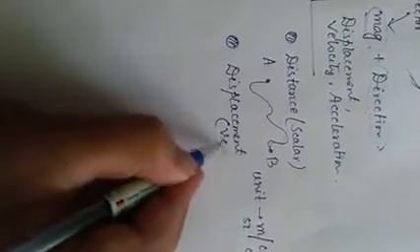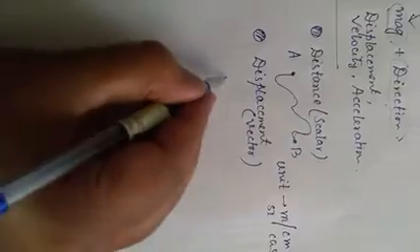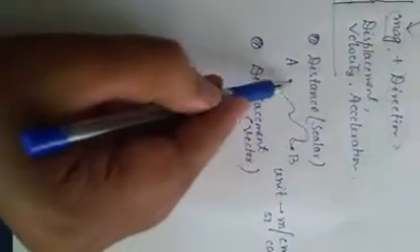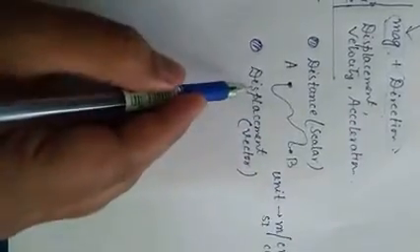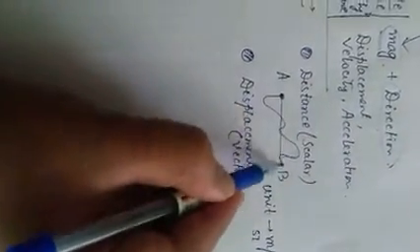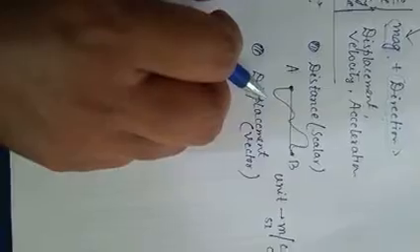Displacement is a vector quantity. So here, let's consider this case. From point A, you want to go to point B. The shortest distance will be called the displacement.